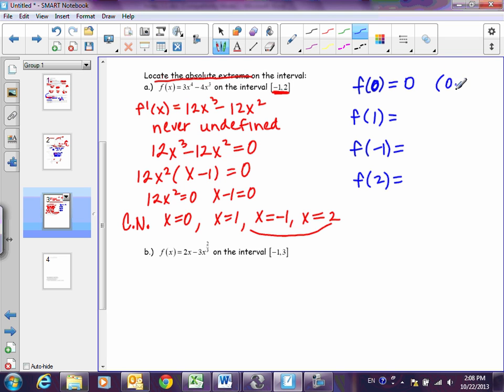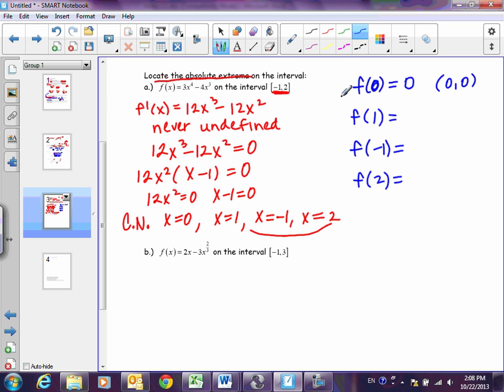Okay, so I want to show you something. This represents the point 0, 0 on my graph. My original function has 0, 0, and it is either an absolute min or max. It's one of the two. It's definitely a relative min or max. It might be an absolute min or max. We're going to have to look at these other values to know.